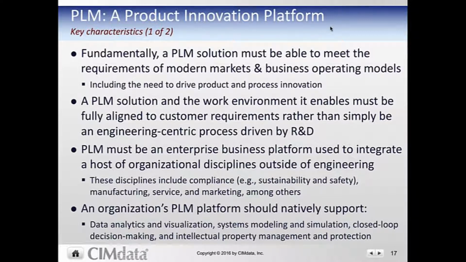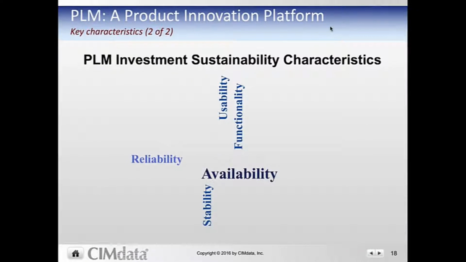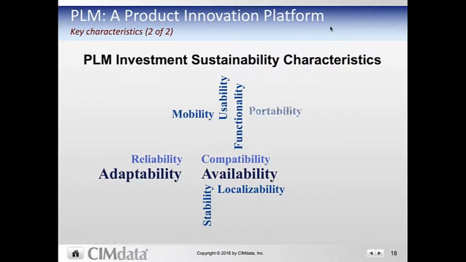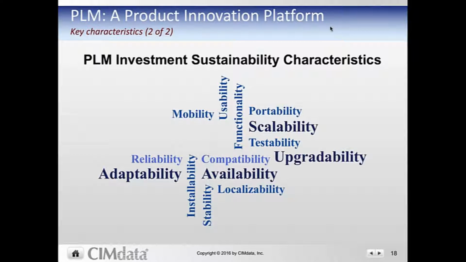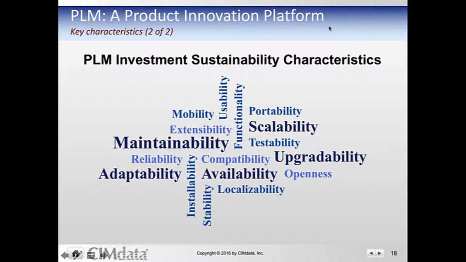A few other things I want to make note of is what are some of the other key characteristics that as an industrial company you should look for in a PLM solution and this product innovation platform. Well, it should be maintainable, right? It should be available. It should be upgradable. It should be sustainable in the bigger sense, is scalable, functionally available to people, usable. And so these are a bunch of what we call PLM investment sustainability characteristics. And what I want to do is focus down on a few key ones for this discussion.